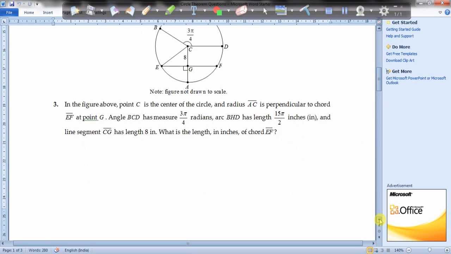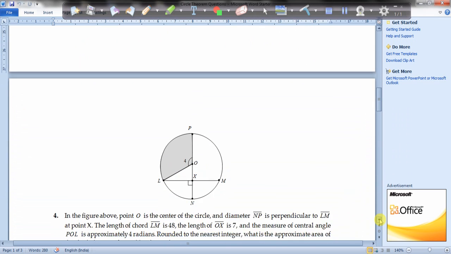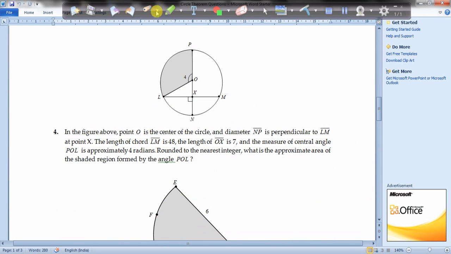Next is the fourth question. In the figure above, point O is the center of the circle and the diameter MP is perpendicular to LM at point X. The length of the chord LM is 48 and the length of the OX is 7. So this will be 24. And the measure of the central angle POL is approximately 4 radians. Rounded to the nearest integer, what is the approximate area of the shaded region formed by the angle POL?